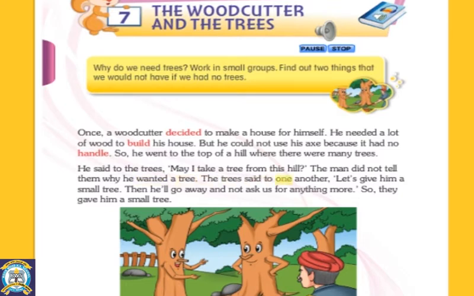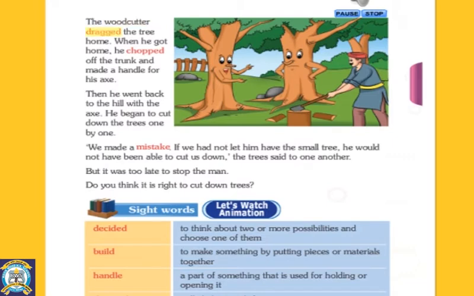The trees said to one another, "Let's give him a small tree. Then he'll go away and not ask us for anything more." So they gave him a small tree. The woodcutter dragged the tree home. When he got home, he chopped off the trunk and made a handle for his axe. Then he went back to the hill with the axe. He began to cut down the trees one by one.